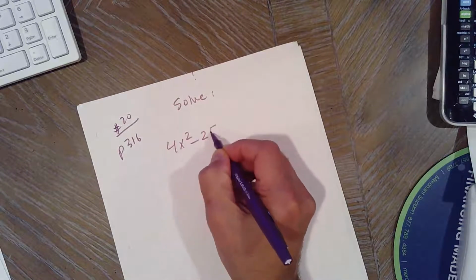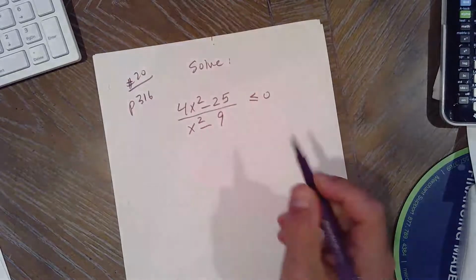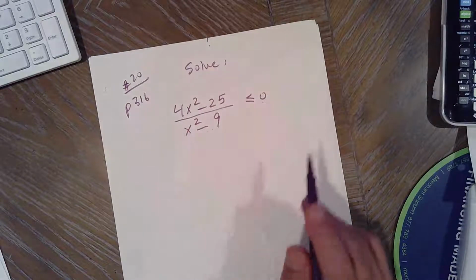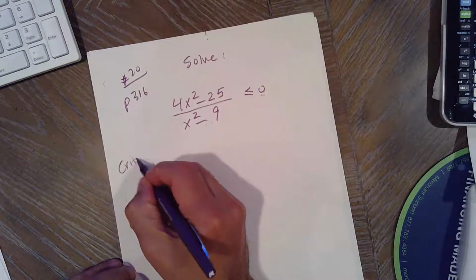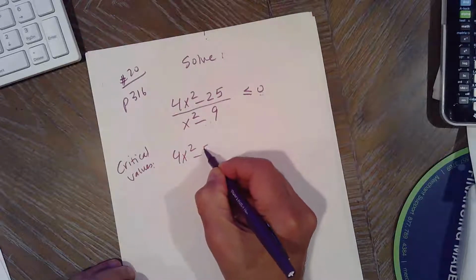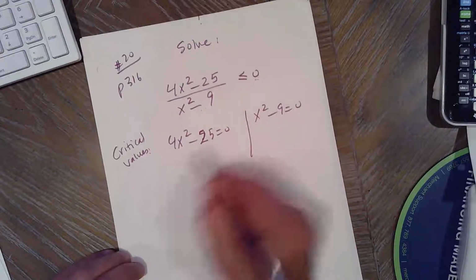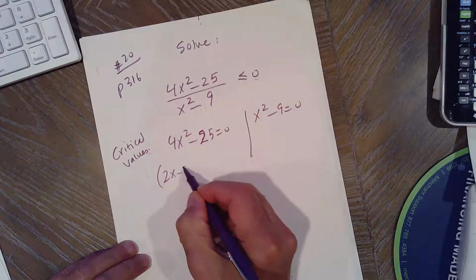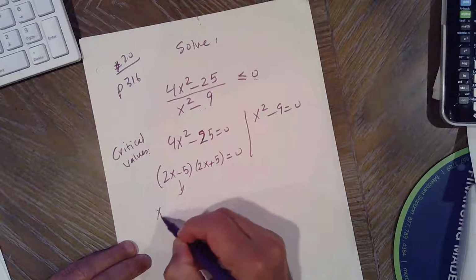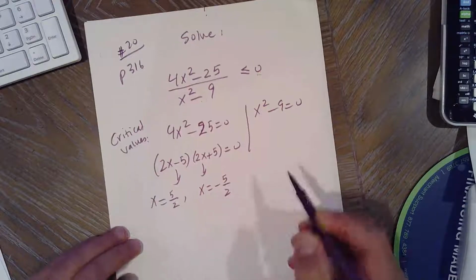4x squared minus 25 over x squared minus 9 is less or equal to 0. So we already have 0 on this side and a single fraction on that side. It's already in standard form. To find the critical values, we're going to set 4x squared minus 25 equals 0 and x squared minus 9 equals 0. So we're solving, this is the difference of two squares, 2x minus 5, 2x plus 5. So we get two critical values, plus and minus 5 over 2, and each one of them appears one time.